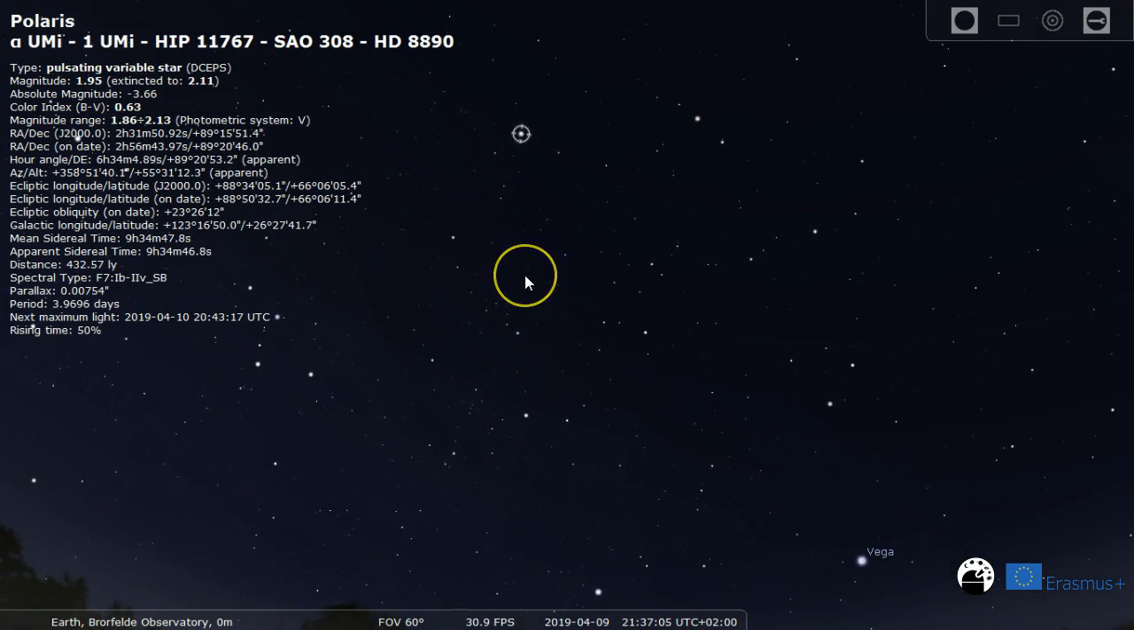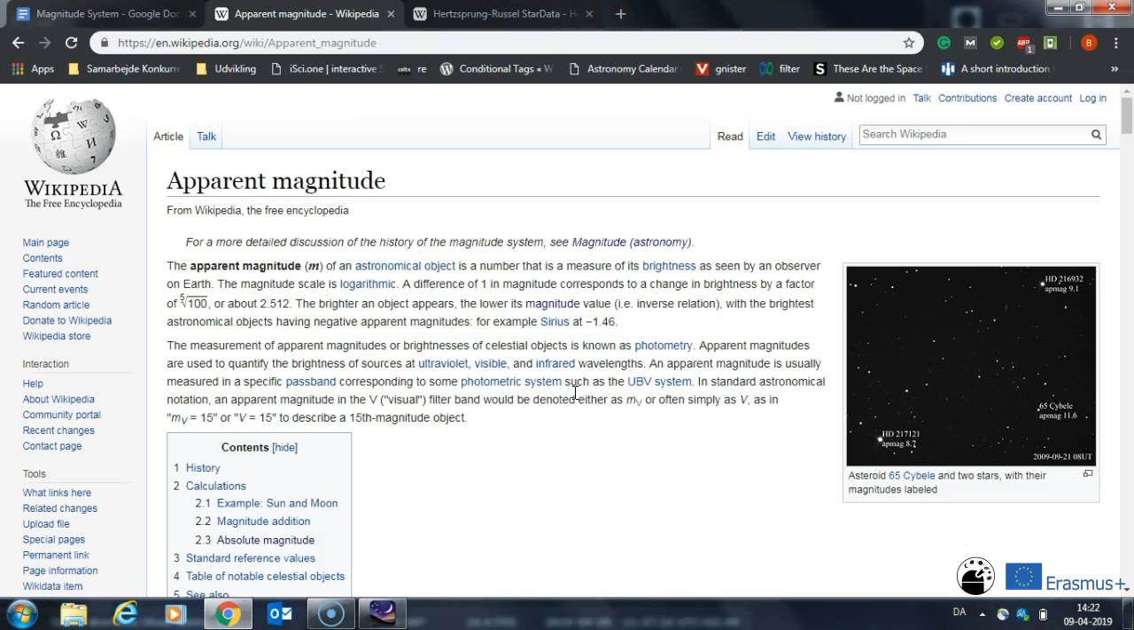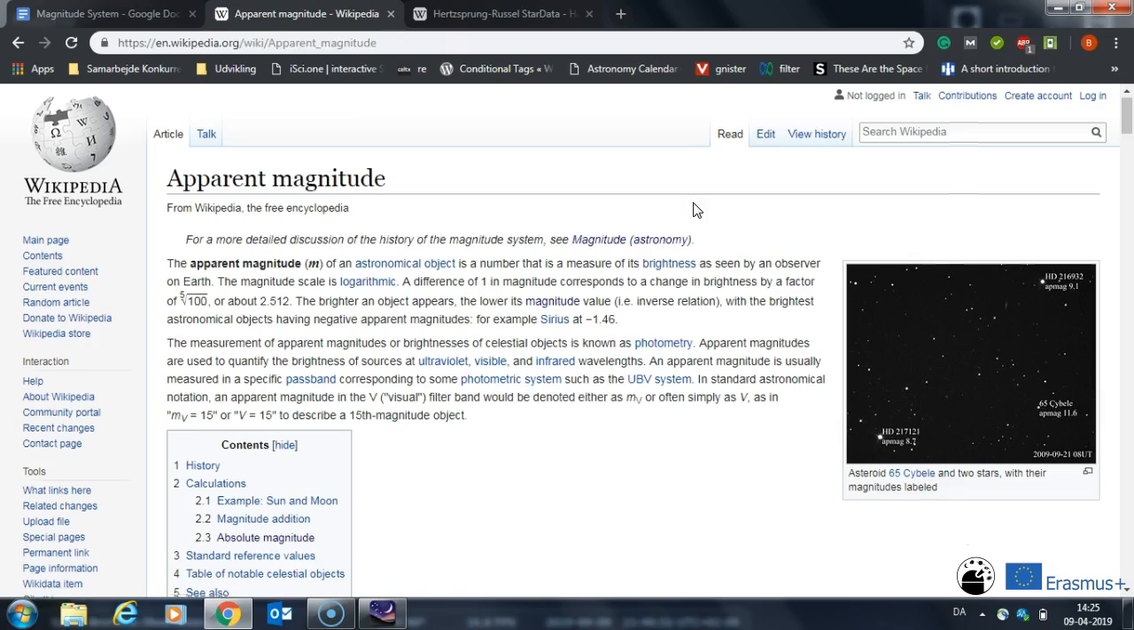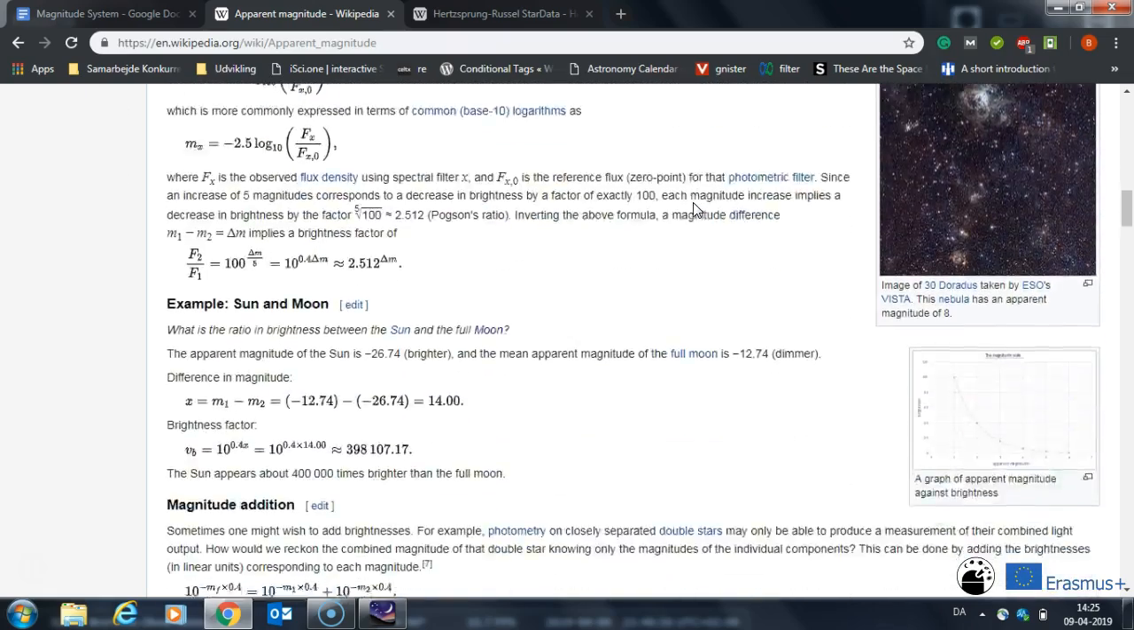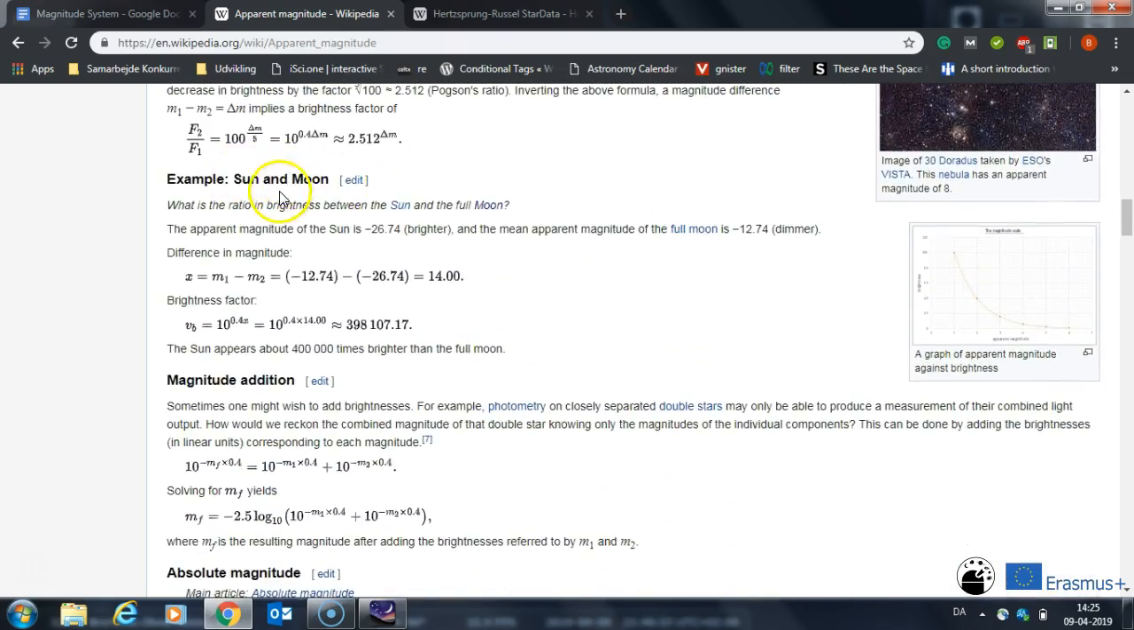And what does this mean in terms of brightness? So in order to quantify that, I suggest that you go to this Wikipedia article about the apparent magnitude. On this webpage, you will find some more details about the apparent magnitude. I want you to turn your attention to this relevant example with the sun and the moon. If we take the example with Vega and Polaris, you should input two numbers, 2.0 and 0.0. So that means that the difference in magnitude is 2.